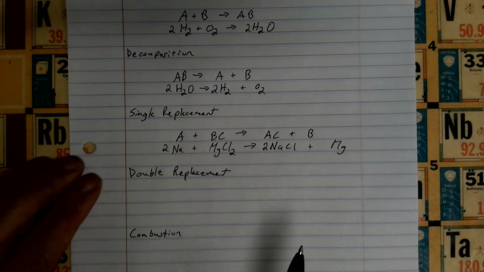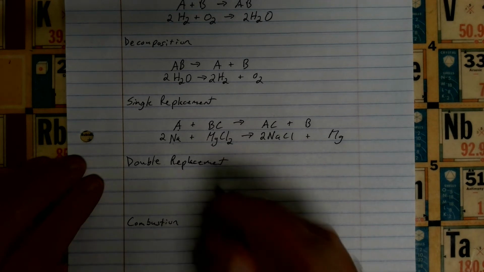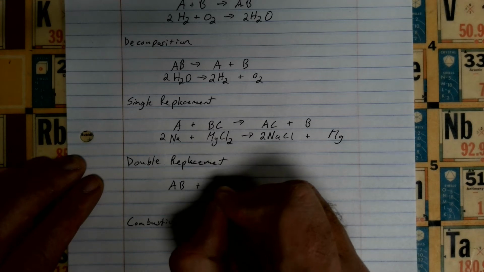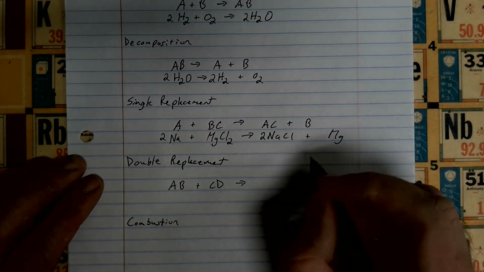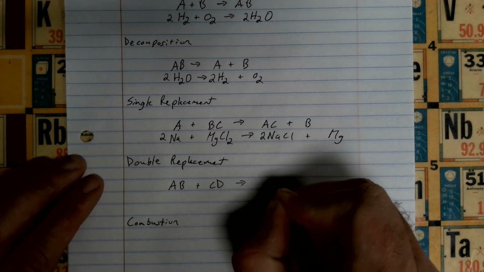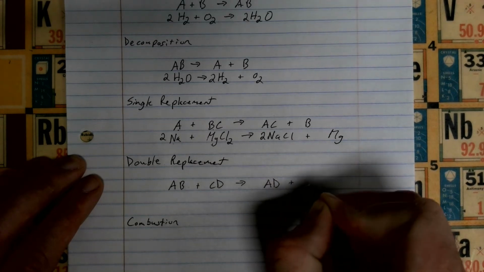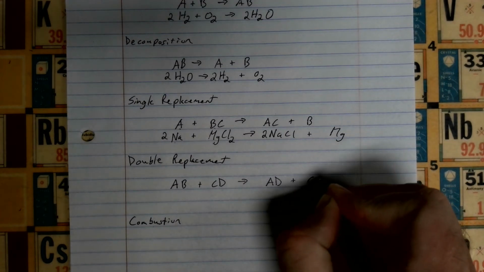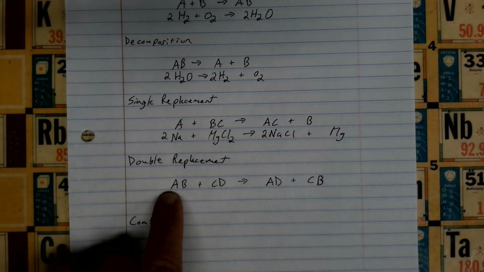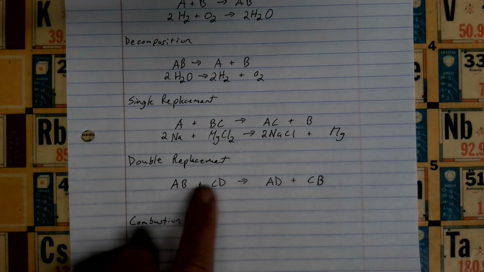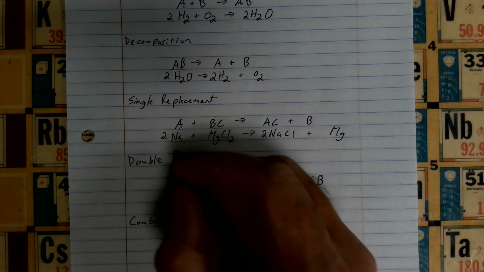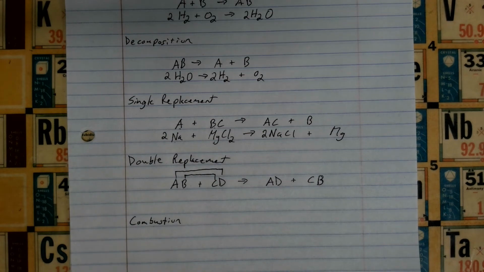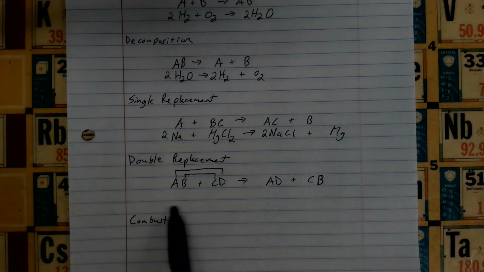Then we have double replacement, which is where we have 2 compounds, so AB plus CD, and then on the other side everyone switches. Okay, so you have A going with D and C going with B. So with this, the outsides go together and the insides go together on the other side. So you'll have A with D, C with B.